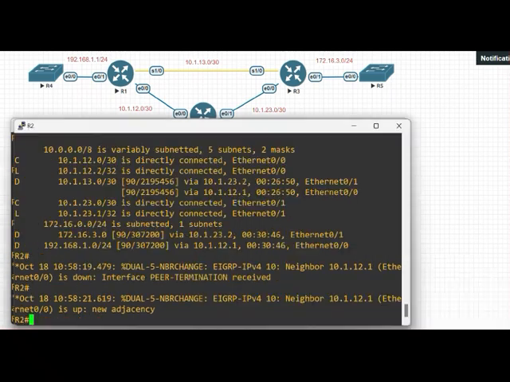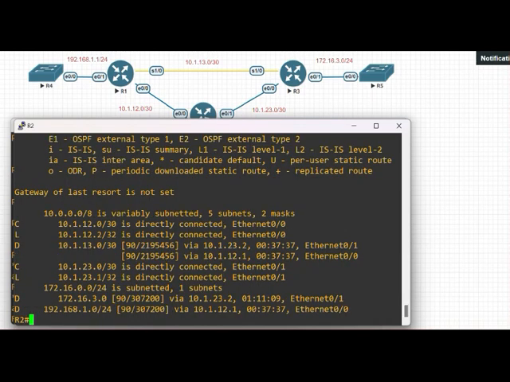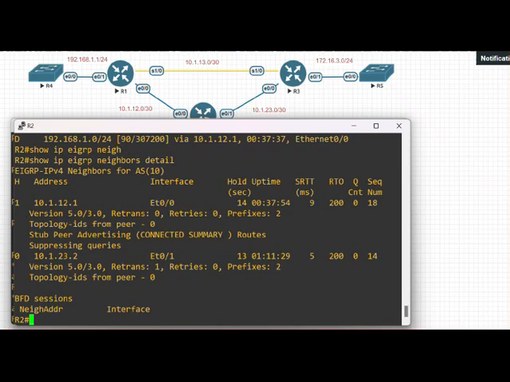So let's look at what happens to router 2. Does it still see the network 192.168.1? It seems that it does. It can view the network 192.168.1.0. So what does the stub configuration do? Let's use show ip eigrp neighbors detail. The neighbor here is 10.1.12.1, right? We can see that this neighbor, which is router 1, is configured to be a stub.